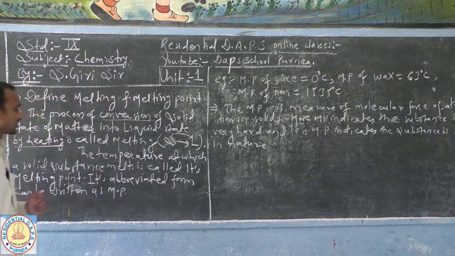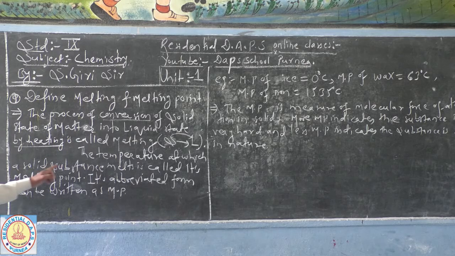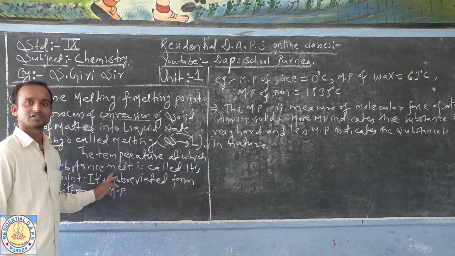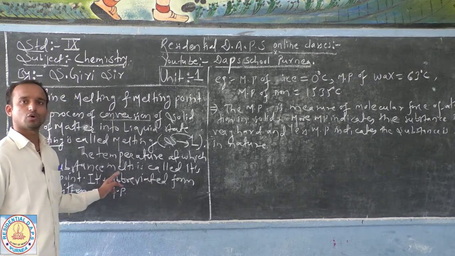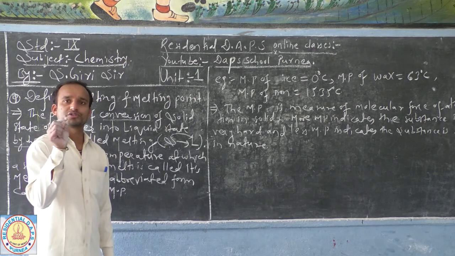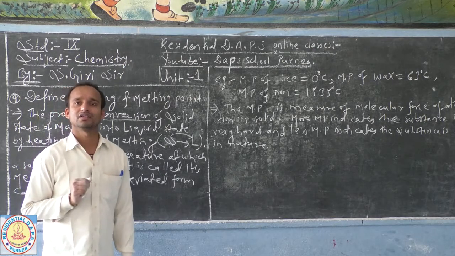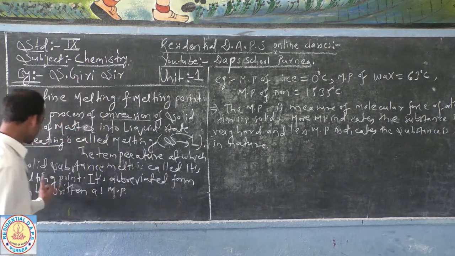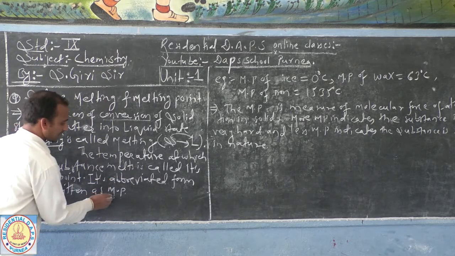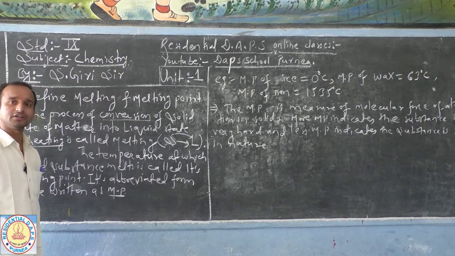Here you can see, the temperature at which a solid substance melts is called its melting point. That means the temperature at which the solid substance melts and becomes liquid, we call that temperature the melting point. Got the point? So its abbreviated form can be written as MP. MP means melting point.